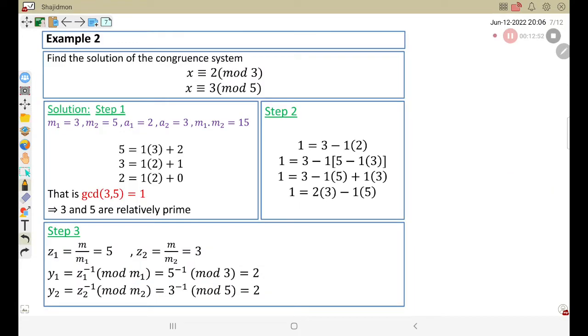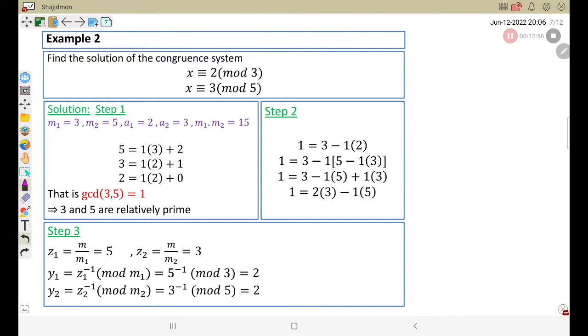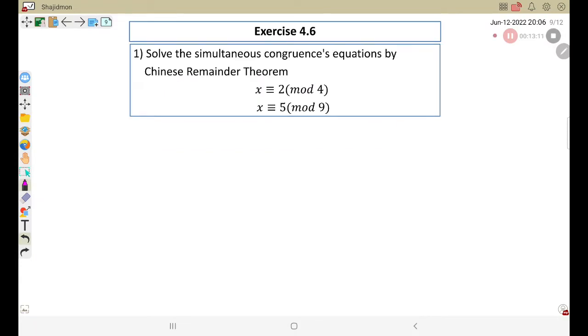Now, here is another solved example you can use to check your answer with this method. You can see how to calculate the solution, and you can discuss this later. I also wrote the shortcut for checking answers here. Now let's start some questions for understanding. Exercise 4.6.